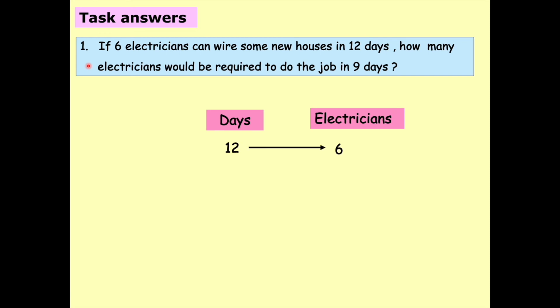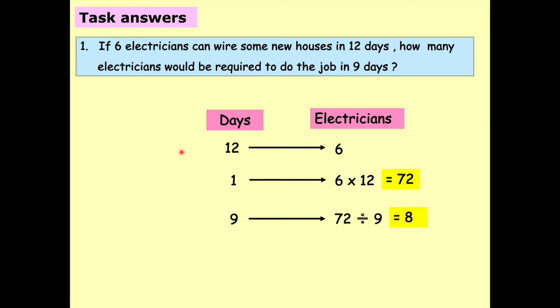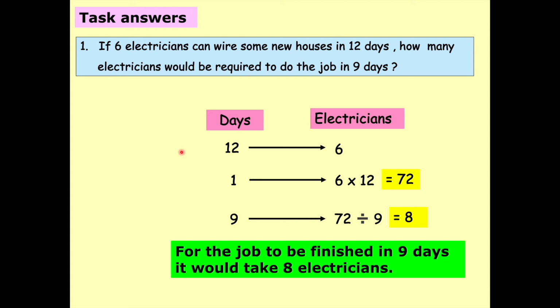So for 12 days, it'll take 6 electricians. We're breaking it down to one unitary value first. 6 times 12, so in total for 1 day's work it would take 72 electricians, but we're looking for 9 days, so we take 72 and divide it evenly between those 9 days, and it will take 8 electricians to do that. And we finish it with a little sentence: for the job to be finished in 9 days it would take 8 electricians. So well done if you got that.